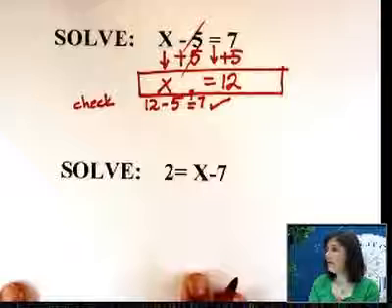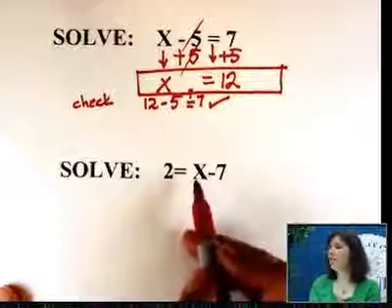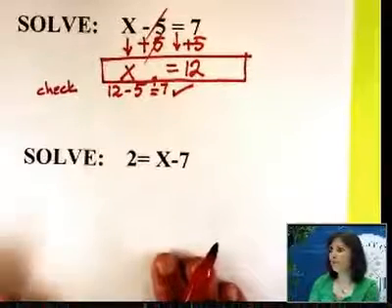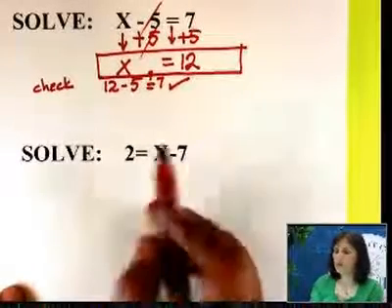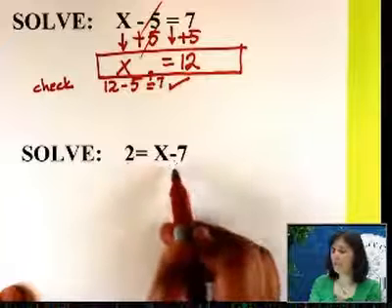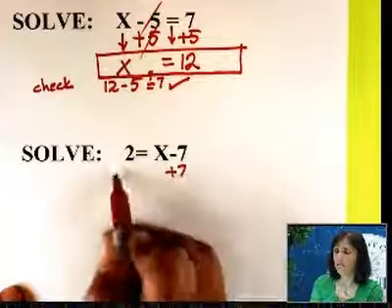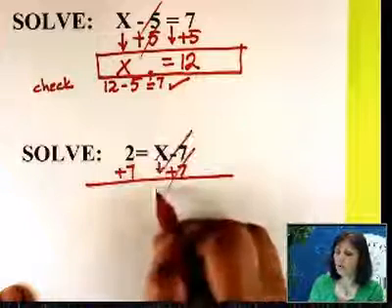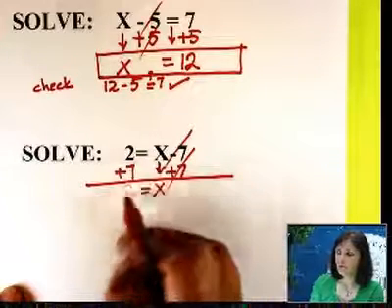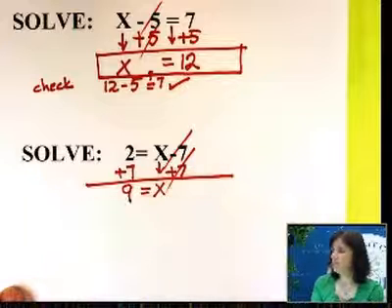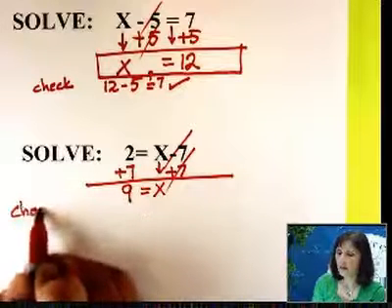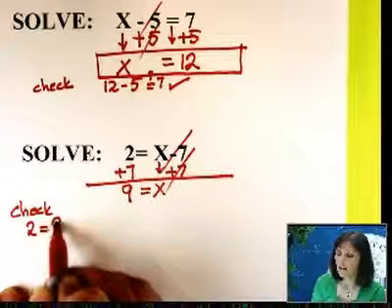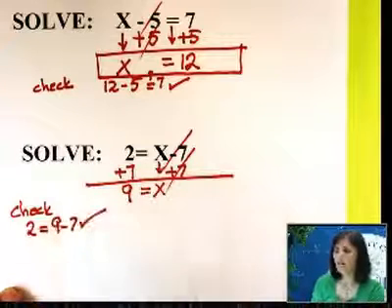Okay. Does it matter if you have your x on the right or on the left? No, it doesn't. So, let's do that problem. Now you have this situation. 2 equals x minus 7. So get rid of this negative 7 by adding 7 on both sides. These two will cancel out. You'll end up with x equals 7 plus 2, 9. Does this work? Check. Is 2 equals, instead of x, put 9 minus 7. It sure looks like it.